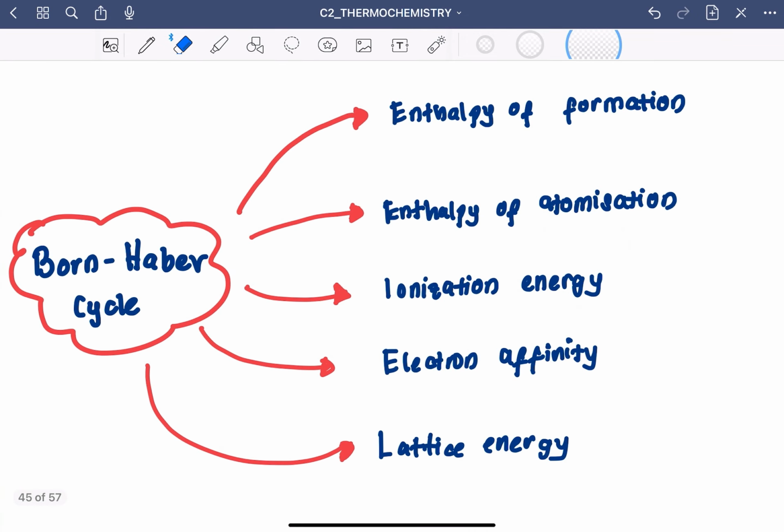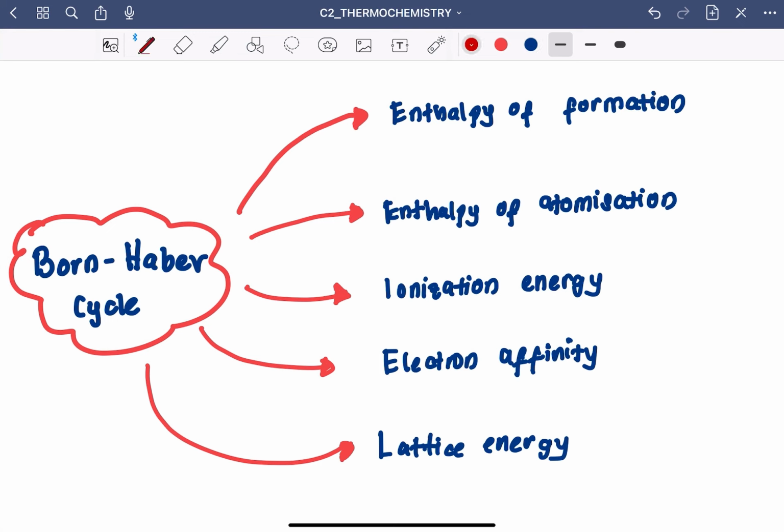Now, in Born-Haber cycles, you're going to see these 5 enthalpies. We have enthalpy of formation, enthalpy of atomization, ionization energy, electron affinity, and lattice energy. You learned before what enthalpy of formation, atomization, and lattice energy are in the previous class and video. Ionization energy and electron affinity you actually learned in chapter 3 last semester, but I will just explain to you what they are.